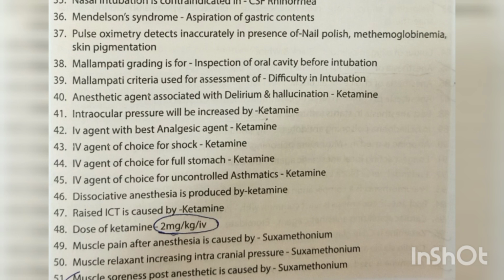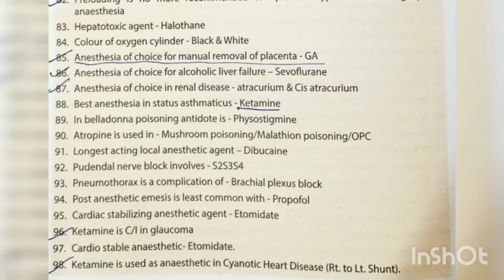Muscle pain after anesthesia is caused by suxamethonium. Muscle relaxant increasing intracranial pressure is suxamethonium. Muscle soreness post anesthetic is caused by suxamethonium. Preloading is no more recommended to prevent hypotension during spinal anesthesia. Hepatotoxic agent is halothane. Color of oxygen cylinder is black and white. Anesthesia of choice for manual removal of placenta is general anesthesia. Anesthesia of choice for alcoholic liver failure is sevoflurane.